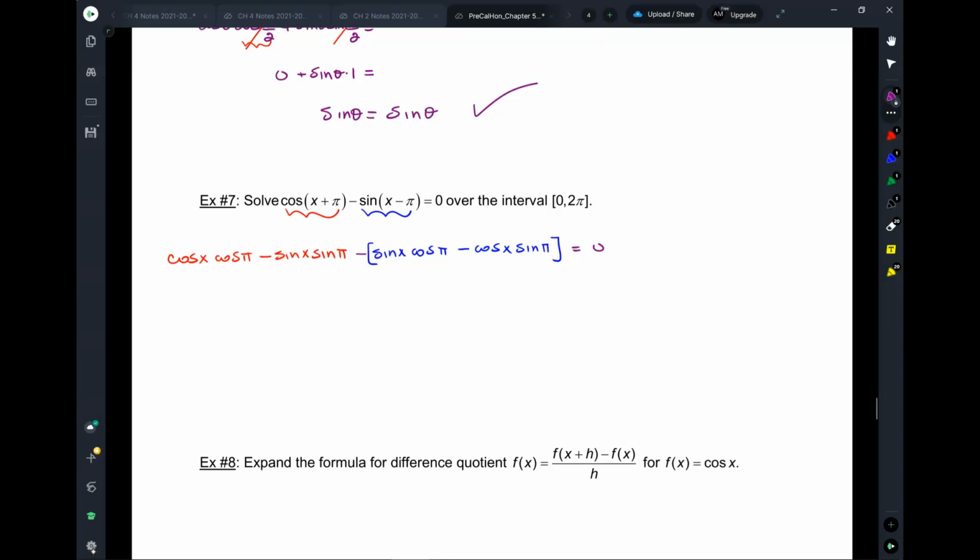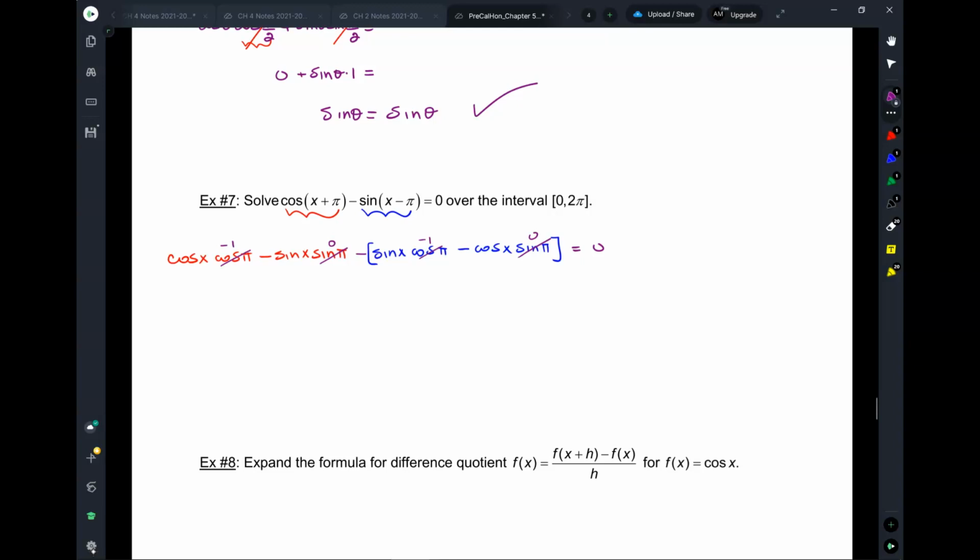So now, let's see what happens here. Anything we can simplify, you need to simplify at this step. What's cosine of pi? -1. It's on the other side, -1. Sine of pi is 0. Cosine of pi, -1. Sine of pi is 0. Oh, I love those zeros.